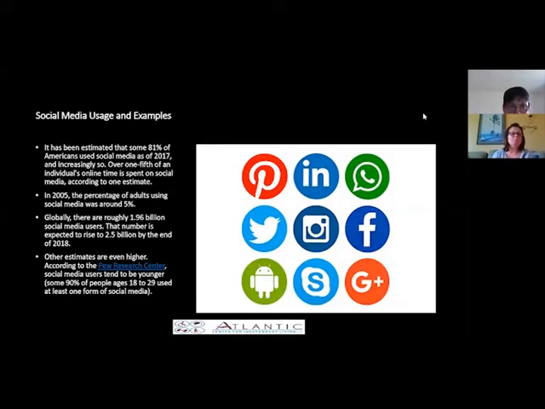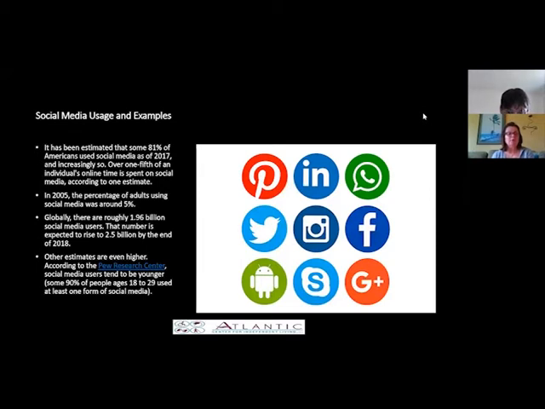So here are some types of social media usage and examples. These numbers are a little bit old, so we do apologize for that. But you can see that some 81% of Americans use social media as of 2017. We know that number is so much higher now. It also says that 1/5 of an individual's online time is spent on social media. So we do spend a lot of time connecting and chatting and purchasing and playing through social media.